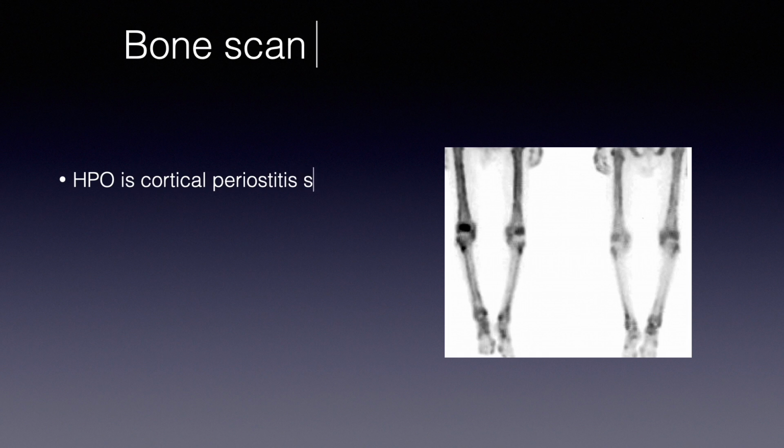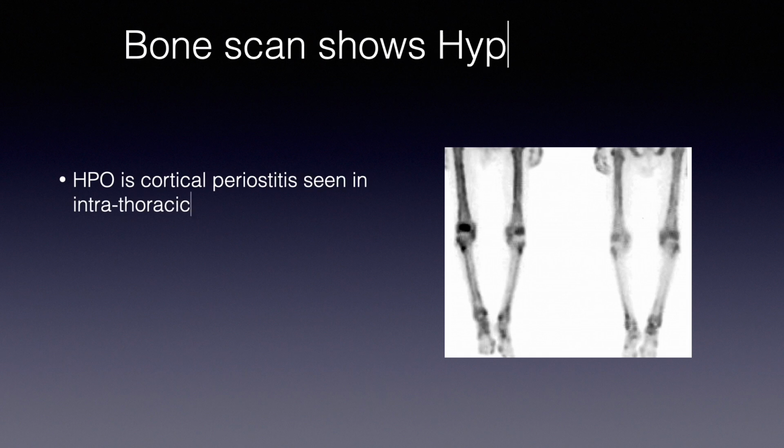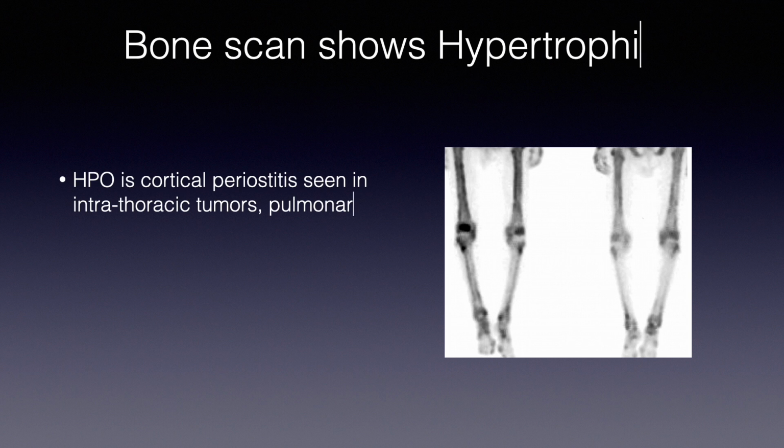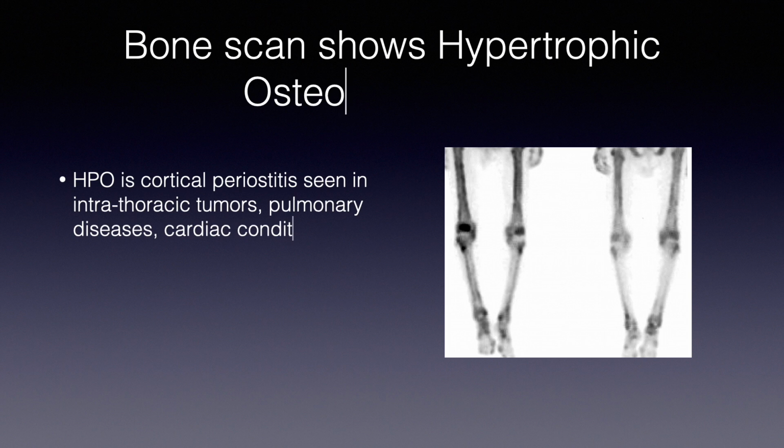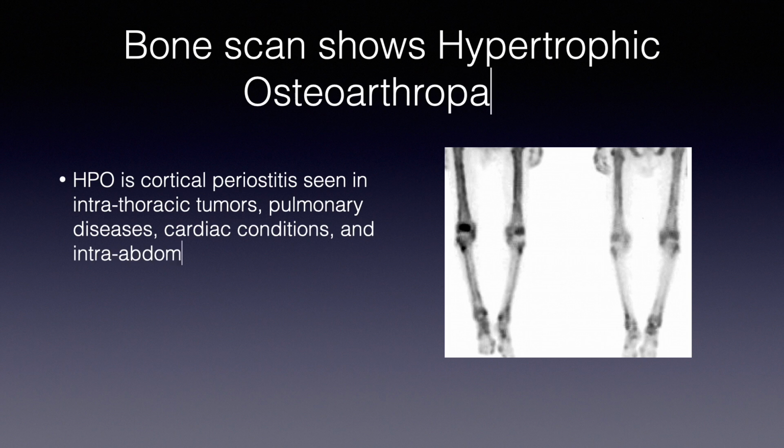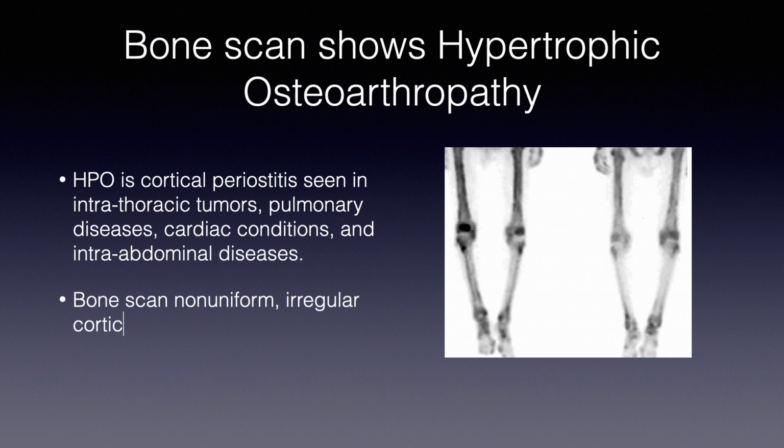Bone scan shows hypertrophic osteoarthropathy, which is a cortical periostitis seen in intrathoracic tumors, pulmonary diseases, cardiac conditions, and intra-abdominal diseases. On this examination, there is non-uniform irregular cortical uptake involving the long bones.